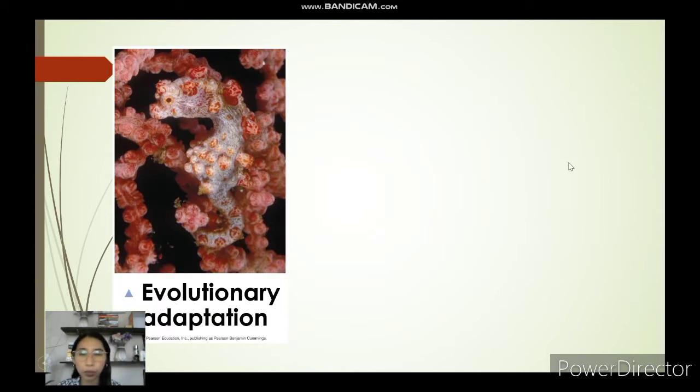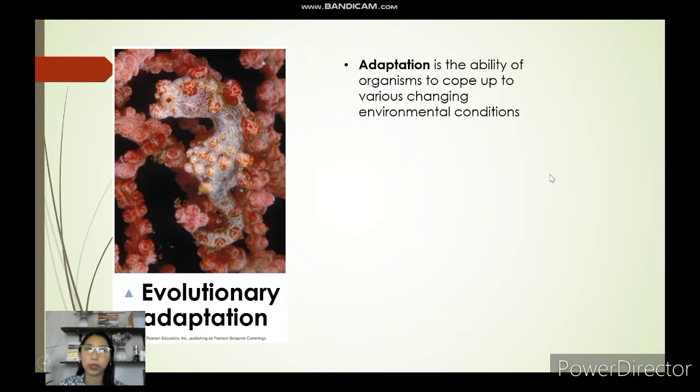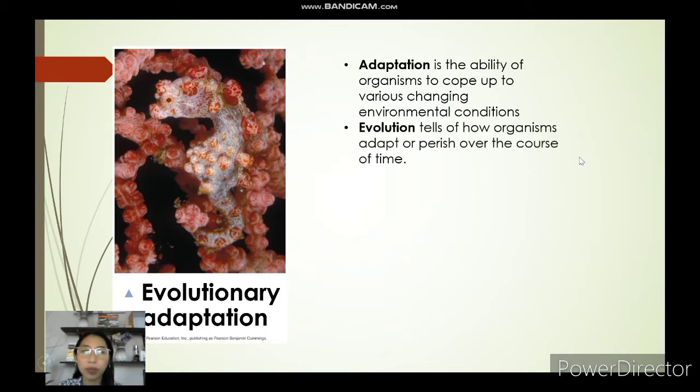First one is what we call the evolutionary adaptation. So let us define evolution and adaptation. Adaptation is the ability of organisms to cope with various changing environmental conditions, while evolution tells of how organisms adapt or perish over the course of time.